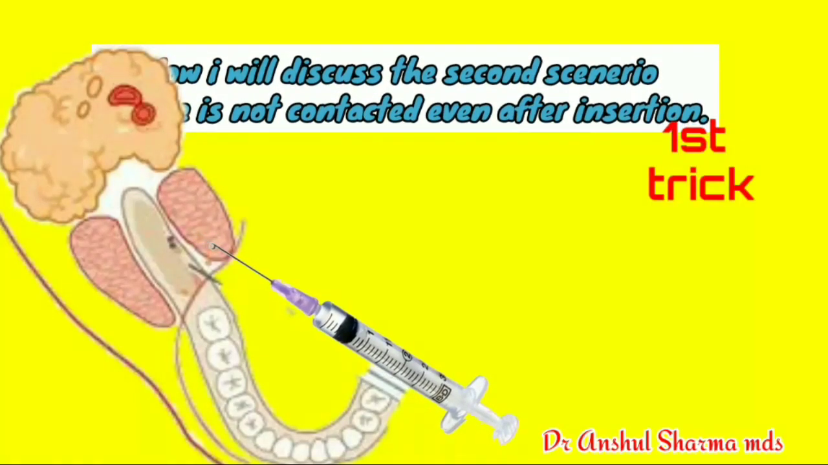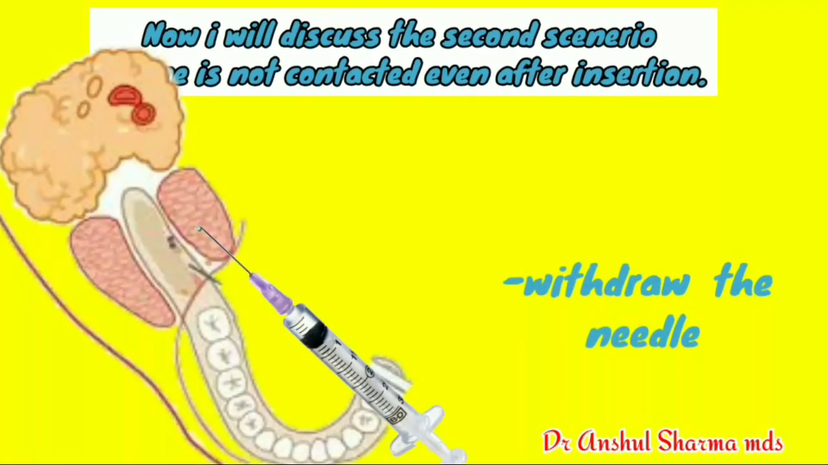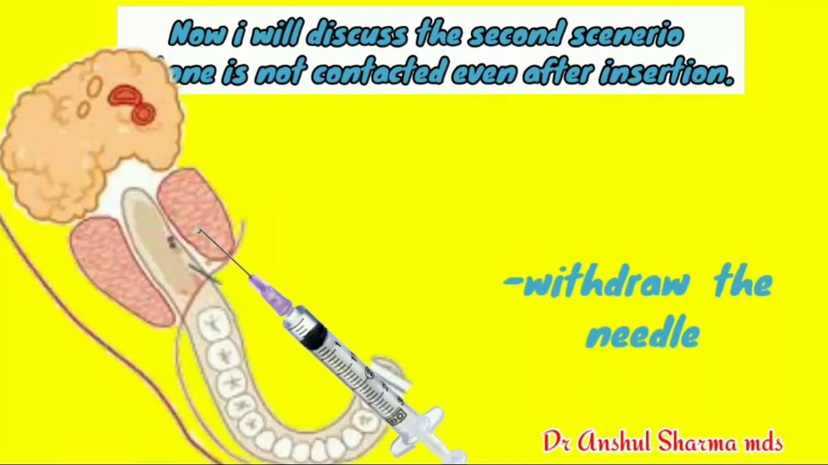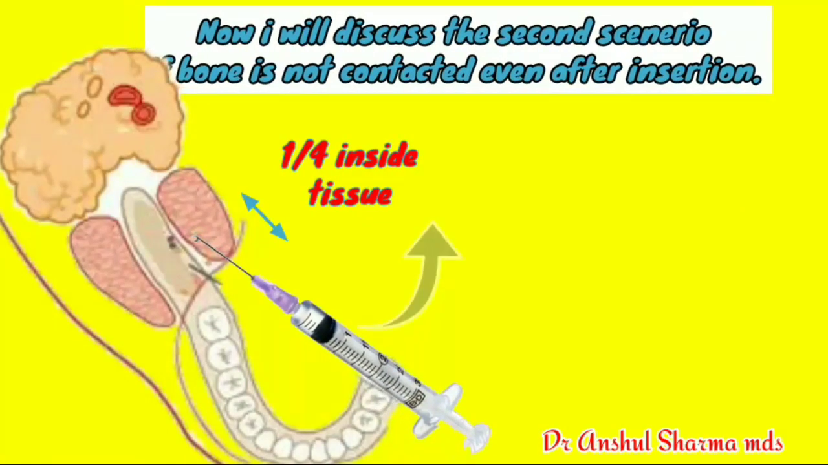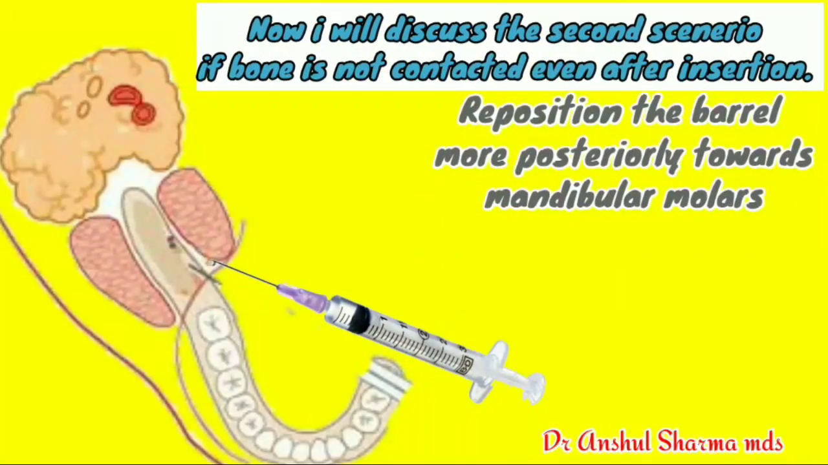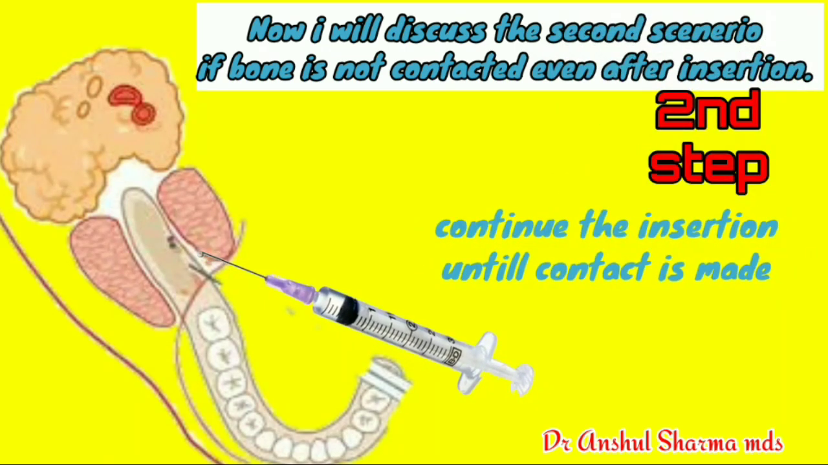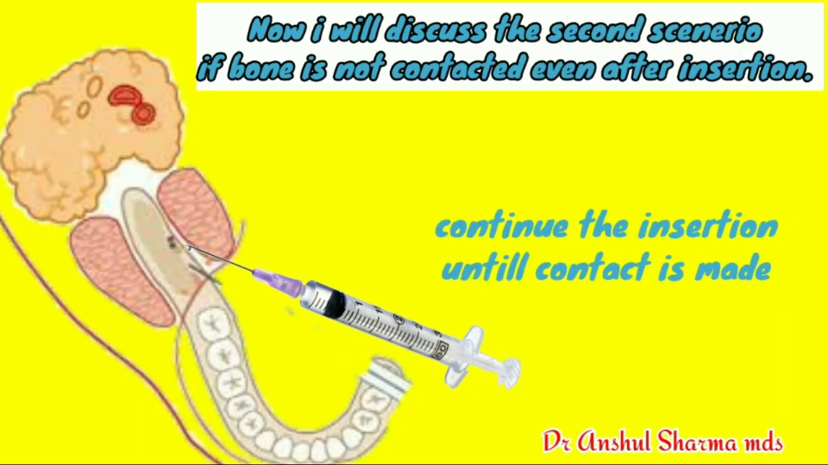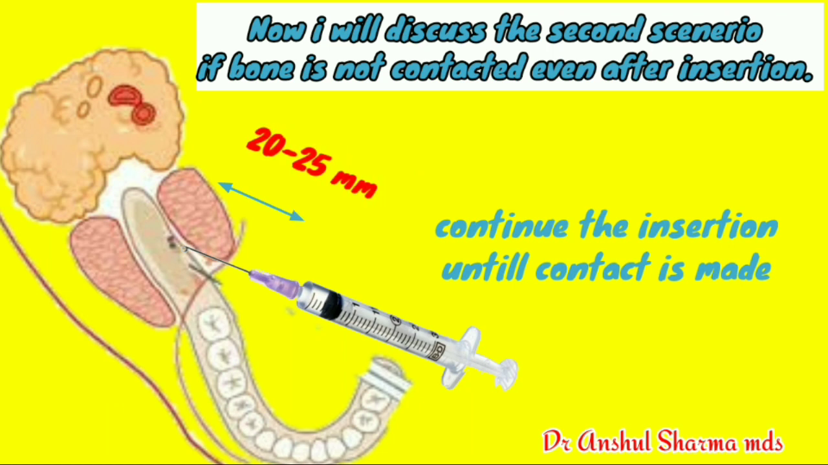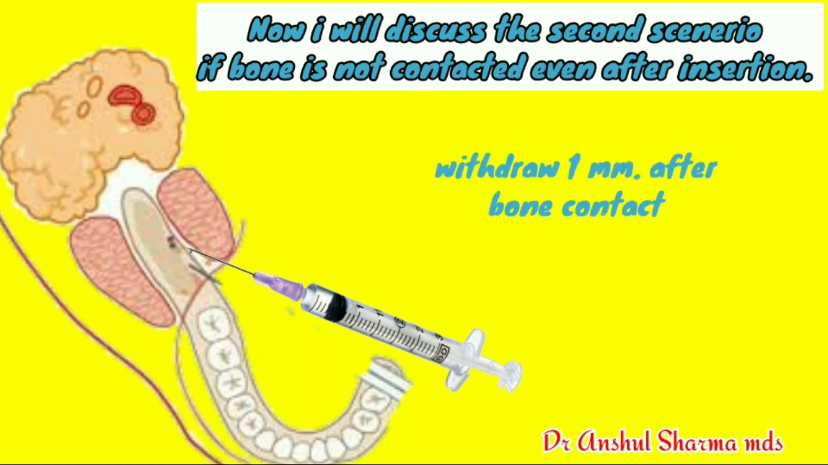First, withdraw the needle slightly in the tissue, leaving approximately 1/4 of its length in the tissue itself, and reposition the syringe barrel now more posteriorly over the mandibular molars. Second, continue the insertion until contact with bone is made at appropriate depth, preferably 20 to 25 millimeters. When bone contact is made, withdraw approximately 1 millimeter to prevent subperiosteal injection.